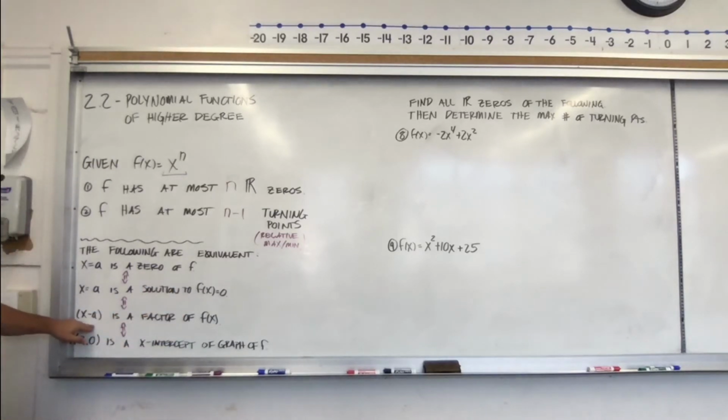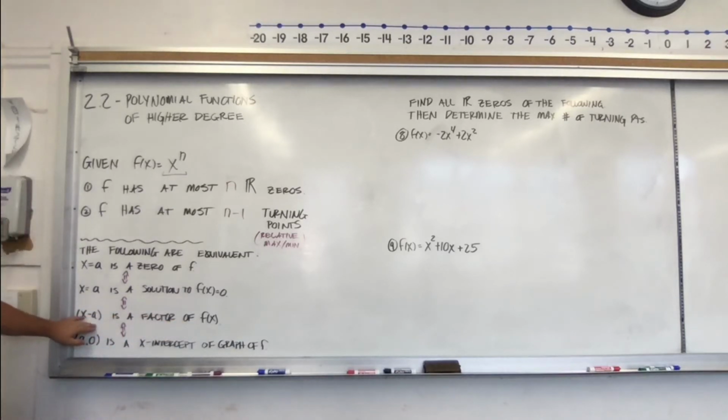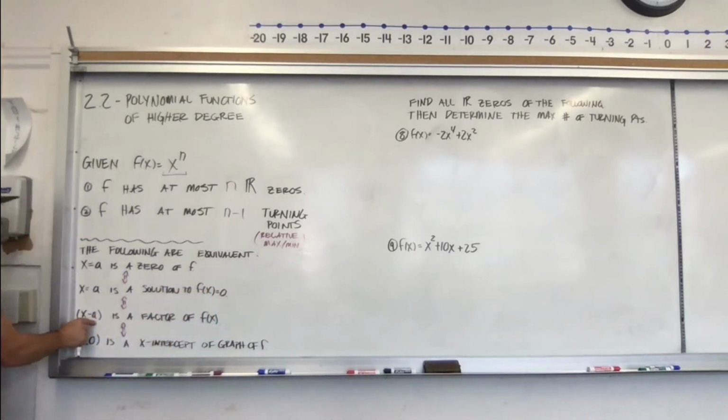And then right here, that's no different than saying we have a factor of f of x being x minus a. That's typically how we find them, right? Typically, we let f of x equal 0, we factor it, then set each of these equal to 0 to get that 0. And again, graphically, that just means the point a comma 0 is an x-intercept of that graph.